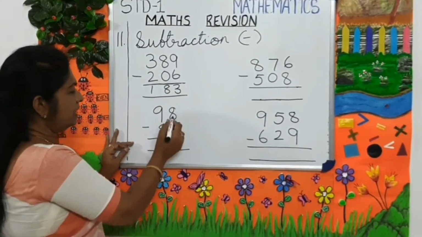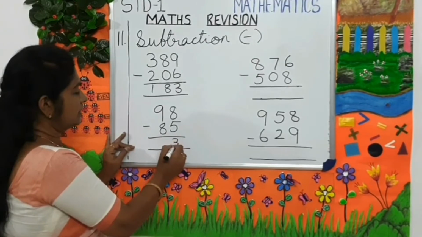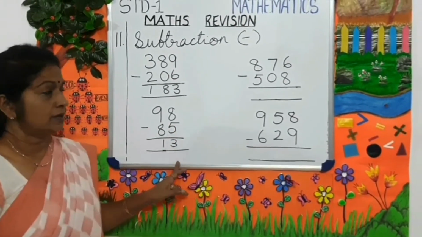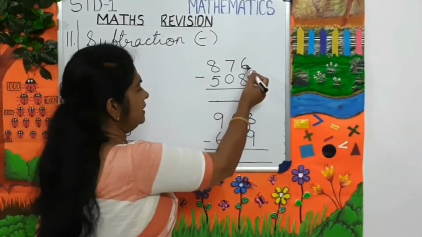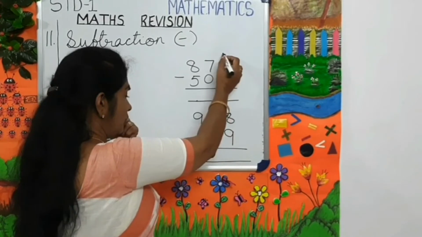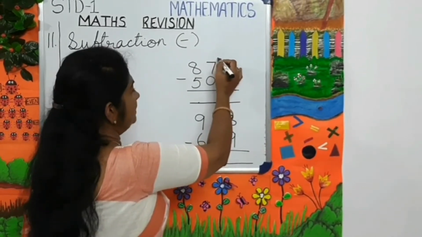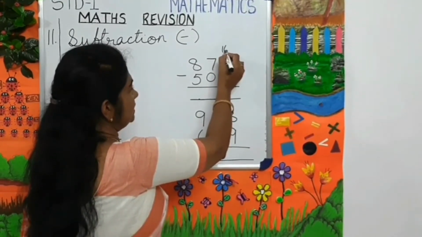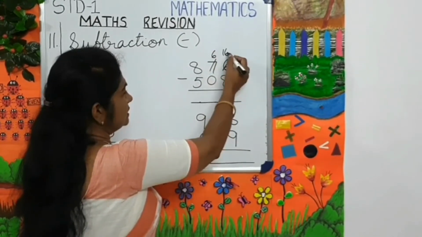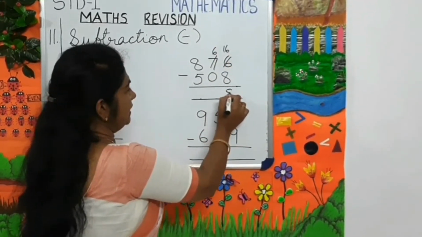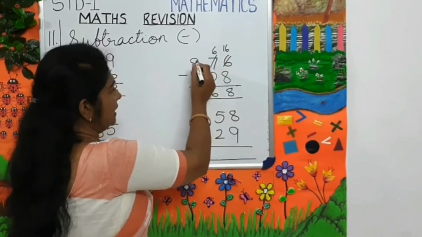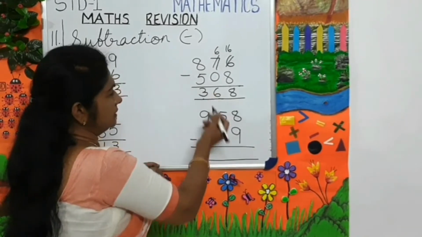Next one. 8 minus 5, 3. 9 minus 8, 1. Okay. Now next one. Here the 6 is smaller. So we have to borrow 10 from here. So it will be 16. And 6 will be here. So 16 minus 8, 8. Now 6 minus 0, 6. Now 8 minus 5, 3.